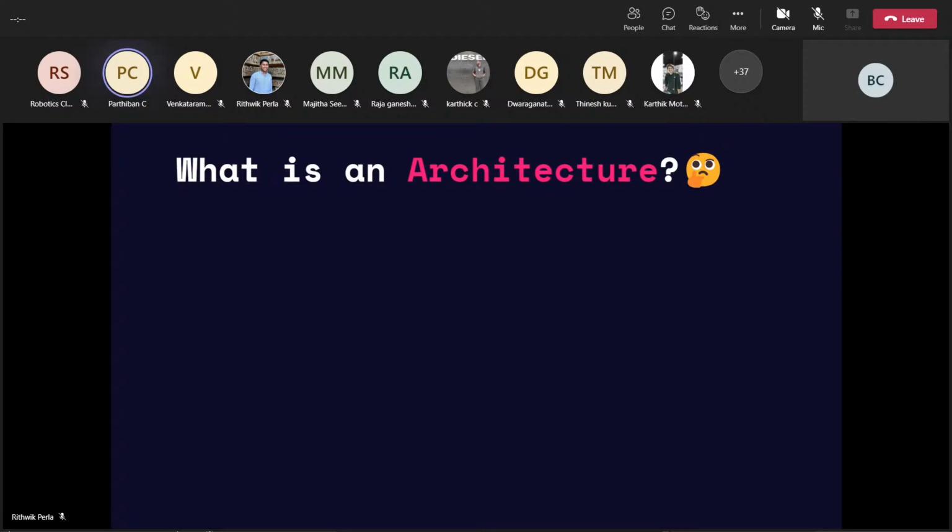Today I'm going to give a brief detail about an interesting concept called architectures and its types. What does the word architecture actually mean? Just a simple meaning. Does anyone know? Come up with the answers. You can turn on your mics.